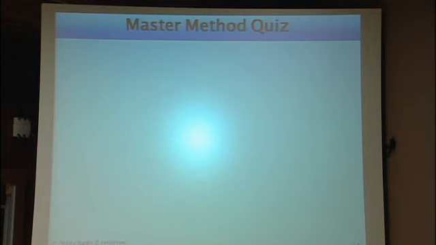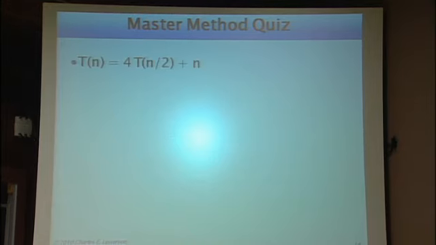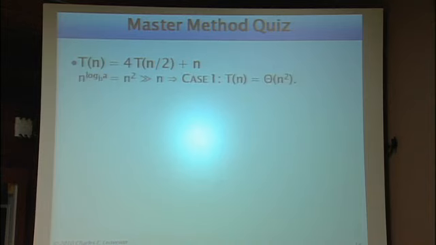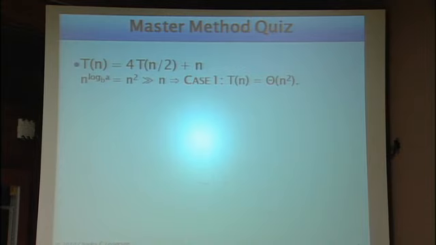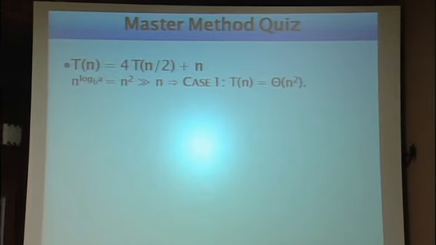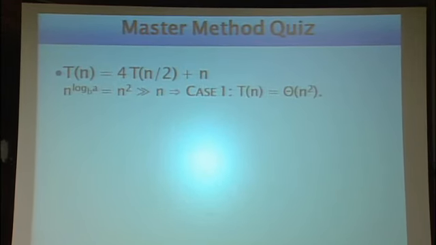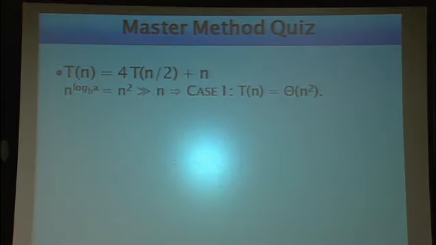Okay, quick quiz. T of n equals 4t of n over 2 plus n. What's the solution? N squared. Good. So n to the log base b of a is n to the log base 2 of 4, which is n squared. That's much bigger than n. It's bigger by a factor of n. Here the epsilon of 1 would do. So would an epsilon of a half or an epsilon of a quarter, but in particular an epsilon of 1 would do. That's case 1. The n squared dominates, so the answer is n squared. So the basic idea is whichever side dominates for case 1 and case 3, that's the one that is the answer.